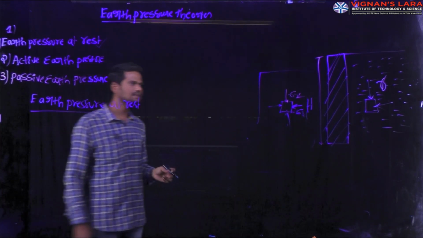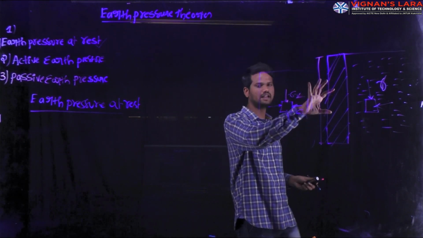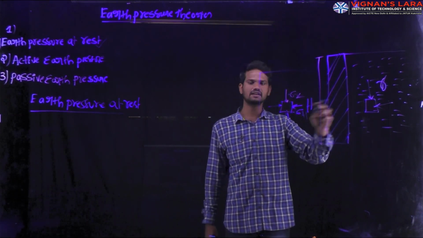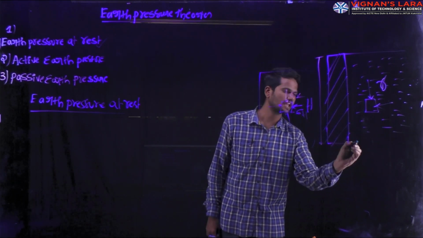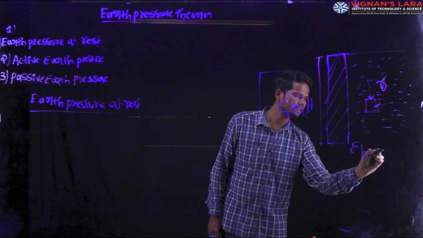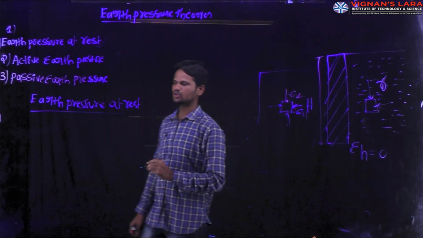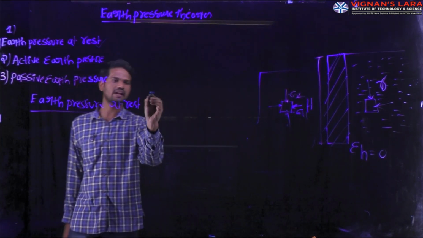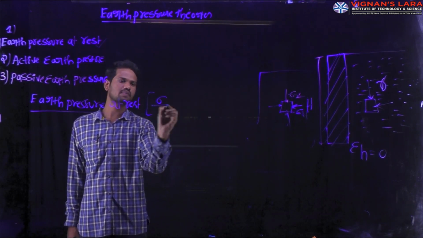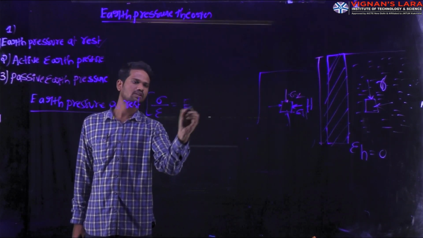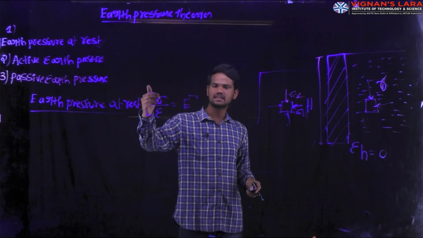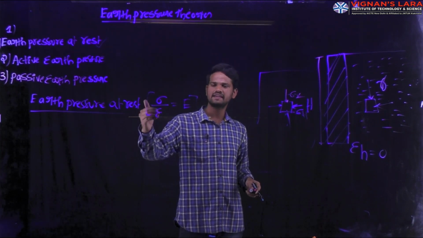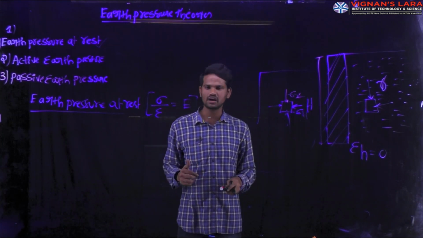If you consider this rigid retaining wall with earth pressure at rest condition, in the horizontal direction the wall is not going to move in any direction, hence we are taking the strain in the horizontal direction equal to 0. We know from Hooke's law that stress by strain equals E, the Young's modulus, where sigma is the stress acting on the soil element, epsilon is the strain acting on the soil element, and E is the modulus of elasticity.